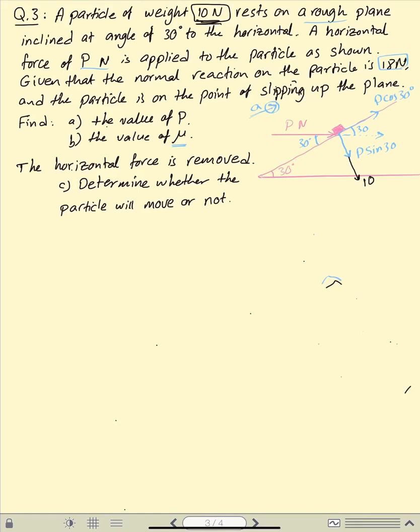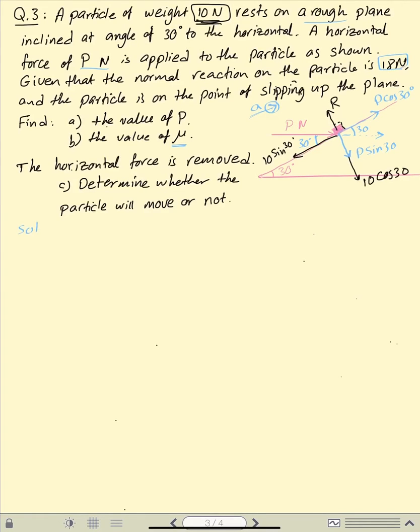It's 10, so this one is 10 cosine 30 and the parallel is 10 sine 30. Simple like this. And we have R as usual perpendicular to the plane. These are the forces and the components of the forces acting on the particle. Then we come step by step to solve the parts of the question.